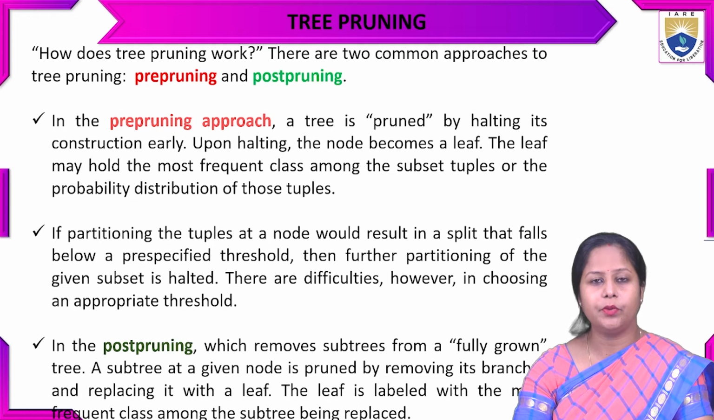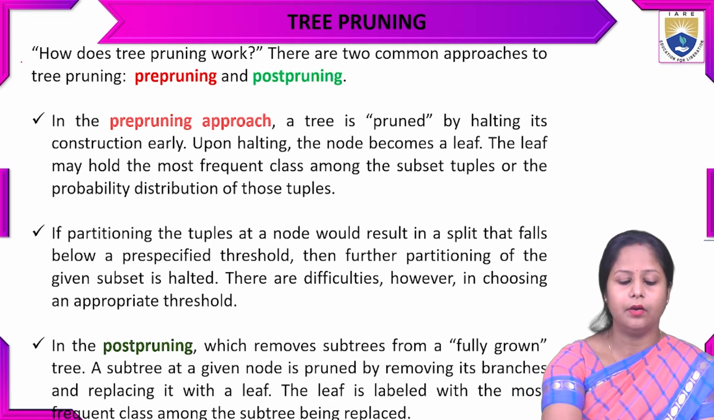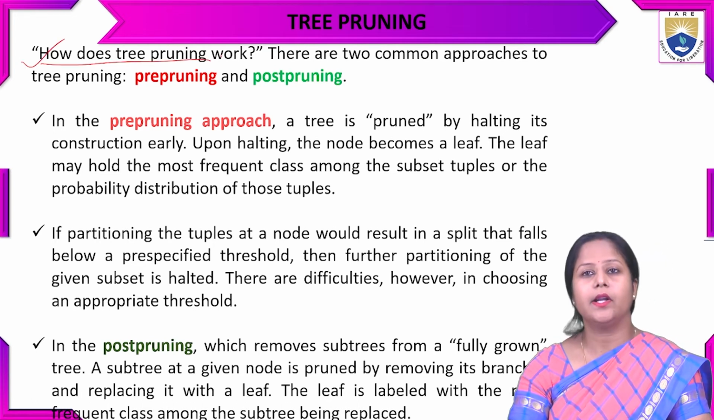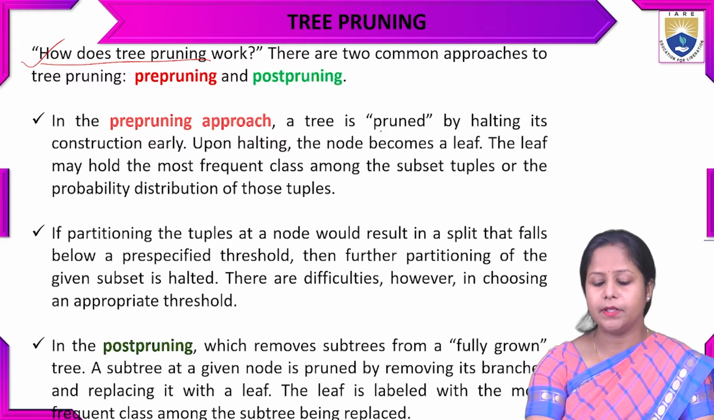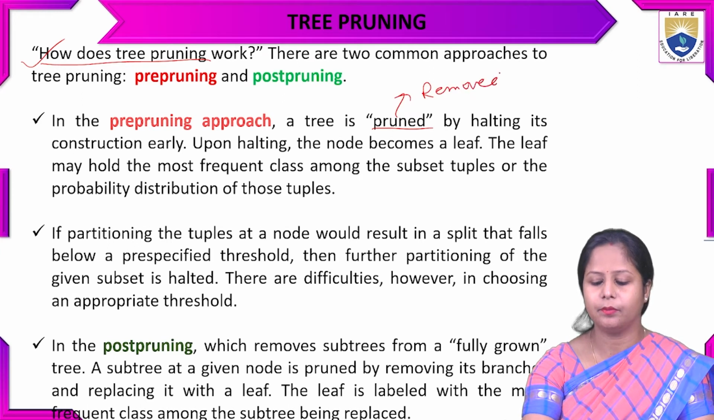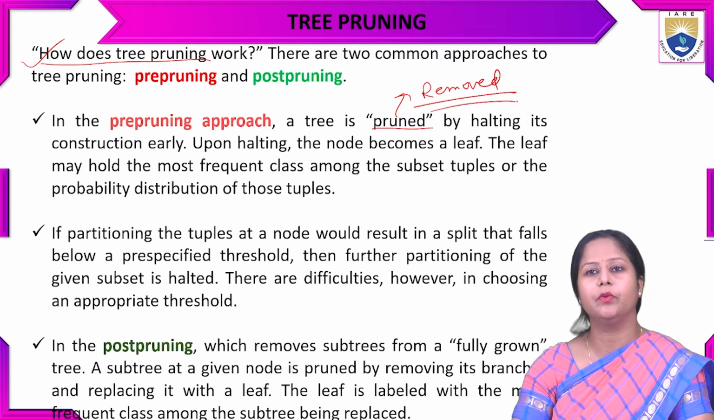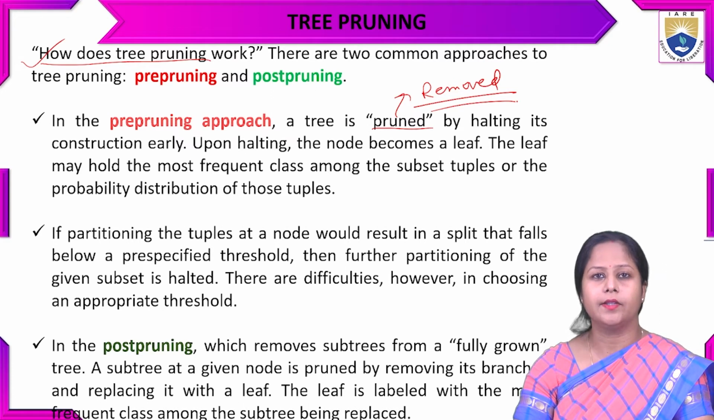How does tree pruning work? There are two common approaches to tree pruning. First is pre-pruning and second is post-pruning. In the pre-pruning approach, a tree is pruned, meaning it is removed, by halting its construction early.